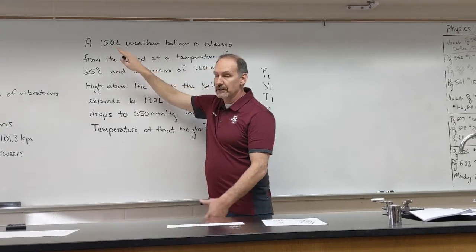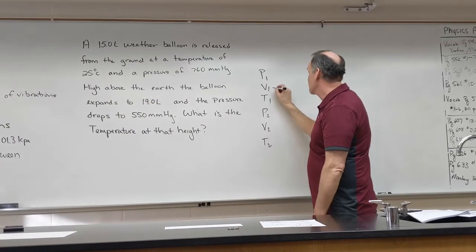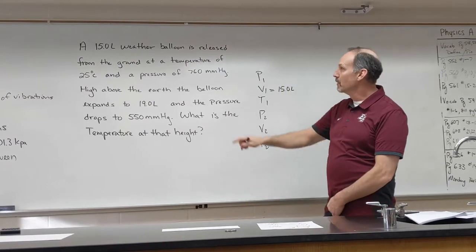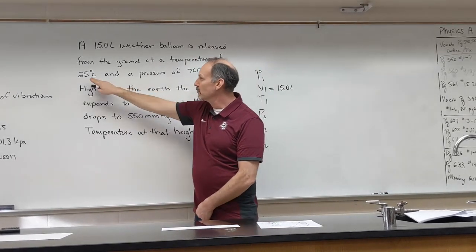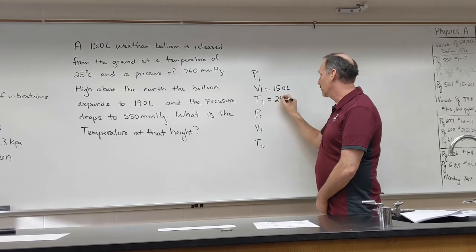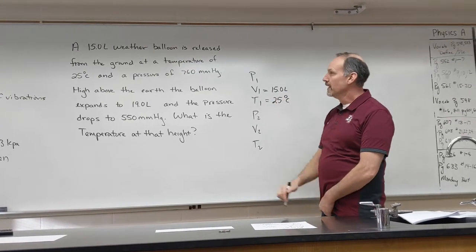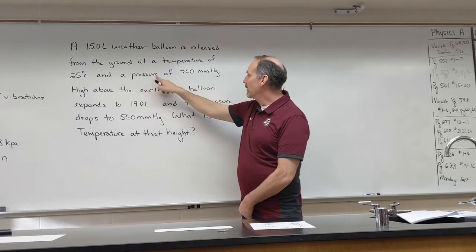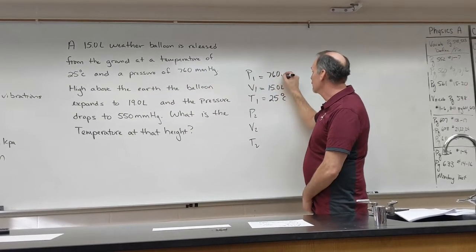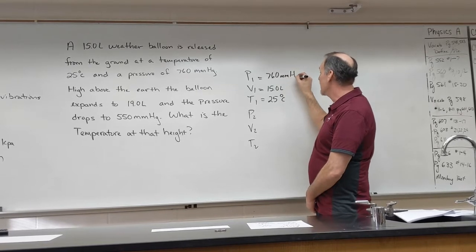15 liters. Liters is a volume, so that's going to be our first liter number. Okay? We read along. We know our next number is 25 degrees Celsius. That's our first temperature number we've run across, so 25 degrees Celsius. Then it says at a pressure of 760, it's our first pressure. 760, we're using millimeters of mercury this time in this problem.